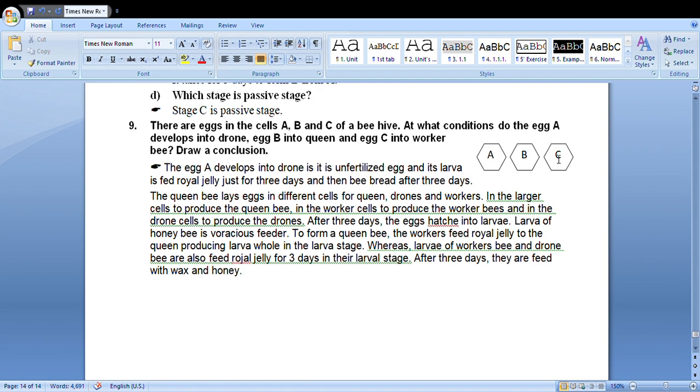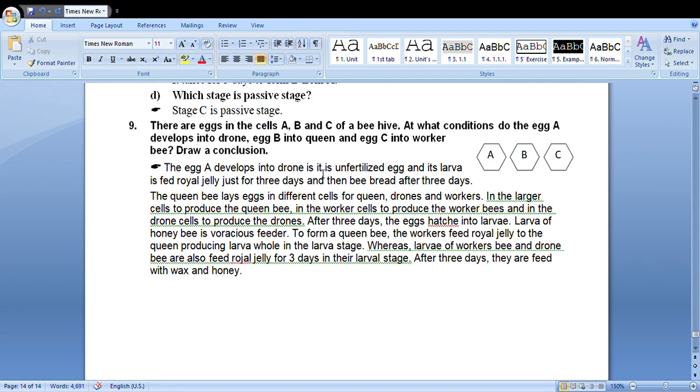Similarly, from egg C, worker bees are produced. For this, egg C must be fertilized egg and its larva must be fed royal jelly up to 3 days only, and after 3 days it should be fed bee bread. So the same thing is written here. Let's study. The egg A develops into drone bee.